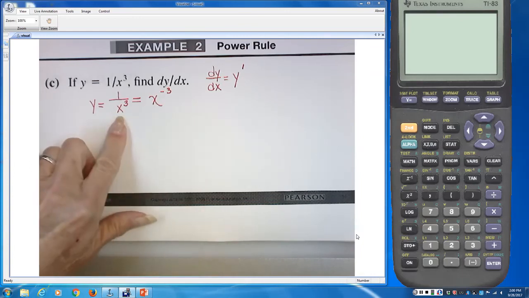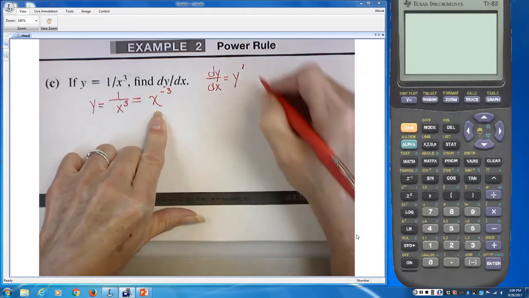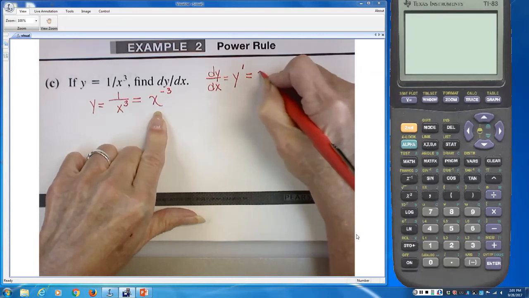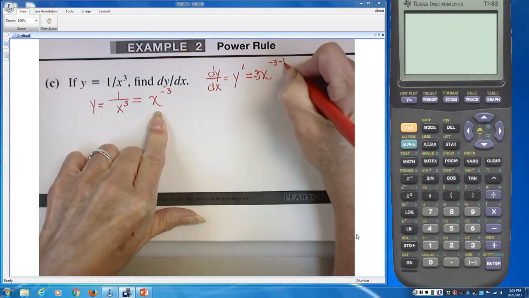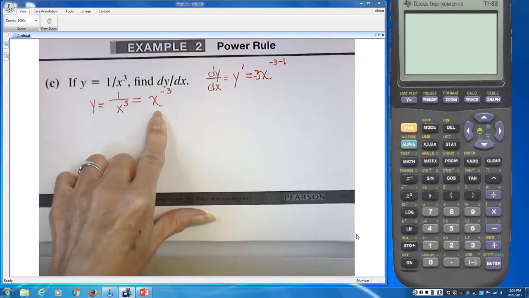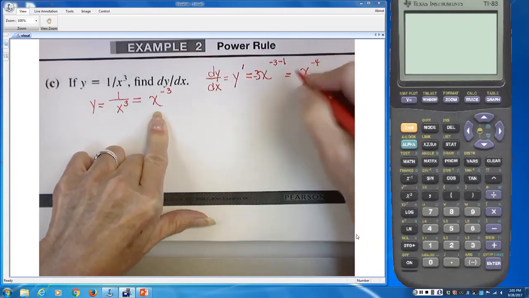I can't do power rule on this because that's a rational expression. It's not a power. This isn't a rational expression. This is a power function. So dy dx, or y prime, you take that negative 3 and put it in front, then you take that negative 3 and reduce it by 1. This is the part you're going to get tripped up if you're not careful. Because when you subtract 1 from negative 3, you get negative 4.